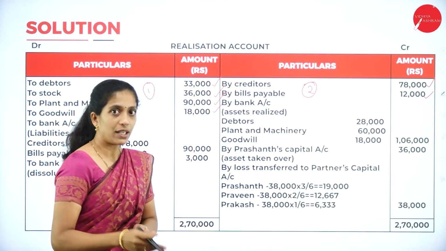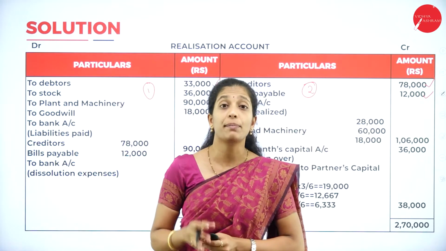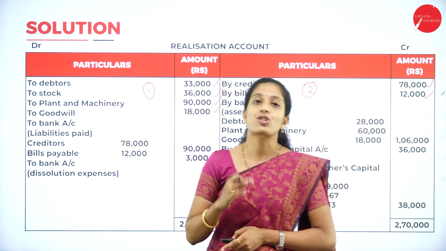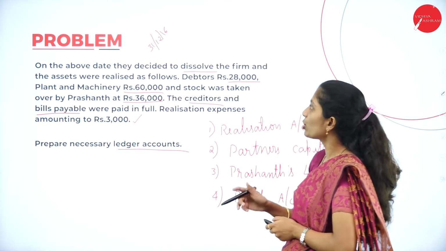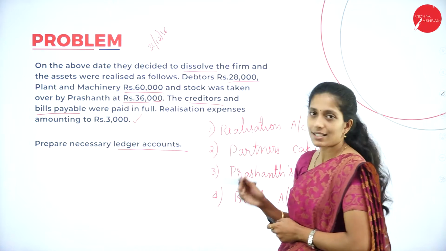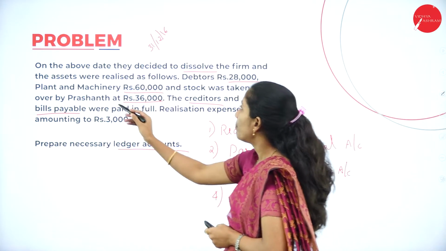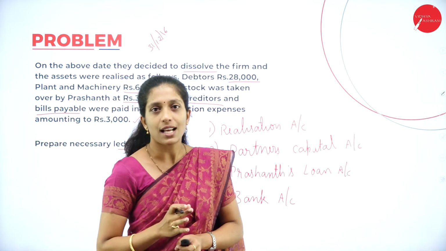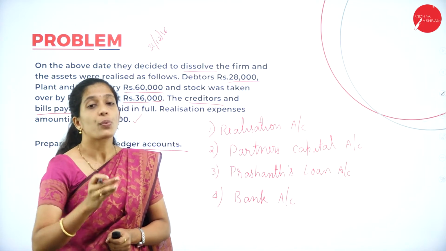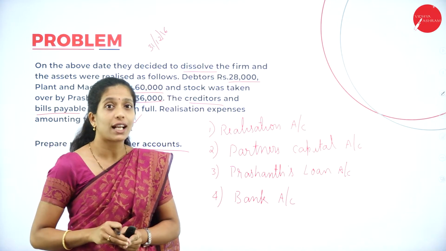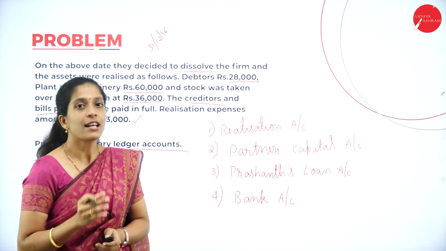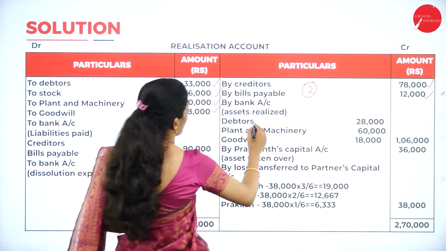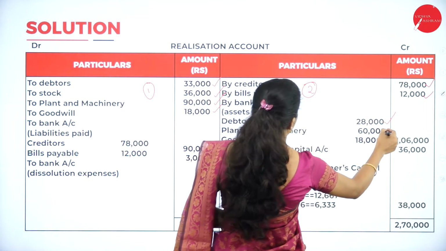Now coming to the third step, so we have to sell all the assets and make payment to the liabilities. So your third step is selling of assets. So for this you have to see your adjustment. Now see your adjustment, they have told debtors 28,000. So these assets were realized. It is debtors 28,000, plant and machinery 60,000. Only 2 assets are realized. Now we have to take these assets. So assets is nothing but it has been sold. So when the assets are sold, what comes to the organization or firm? Bank or cash, right? So record that in your realization account. By bank account, write in the bracket assets realized. So we are having debtors 28,000, plant and machinery 60,000.